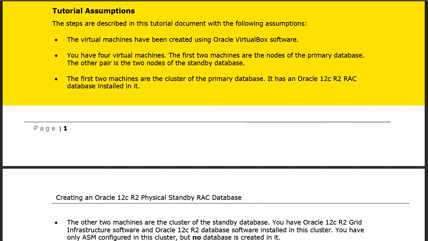This demonstration assumes that we already have the virtual machines created using Oracle VirtualBox software. It also assumes that we have 4 virtual machines. The first 2 machines are the nodes of the primary database, and the other pair is the 2 nodes of the standby database. The first 2 machines are the cluster of the primary database, and it has an Oracle 12c R2 RAC database installed in it.